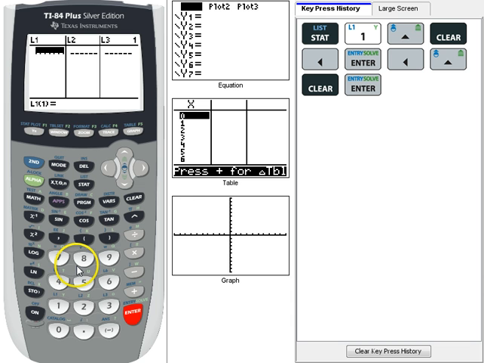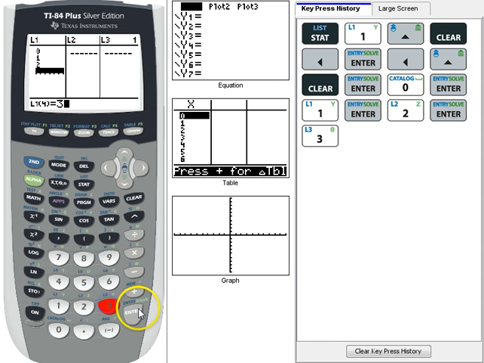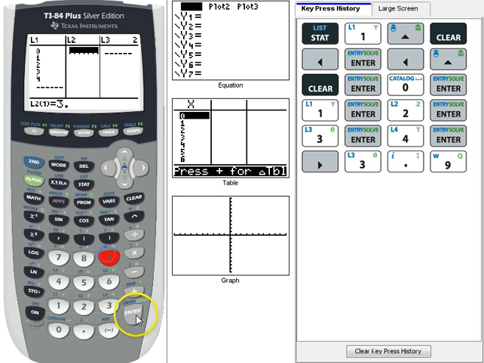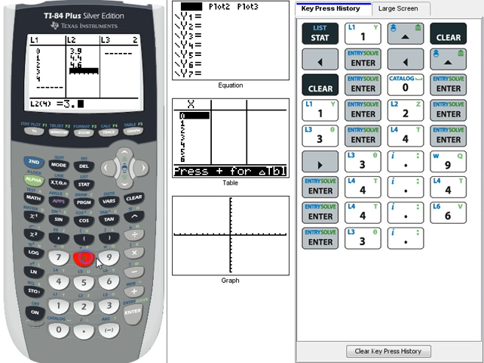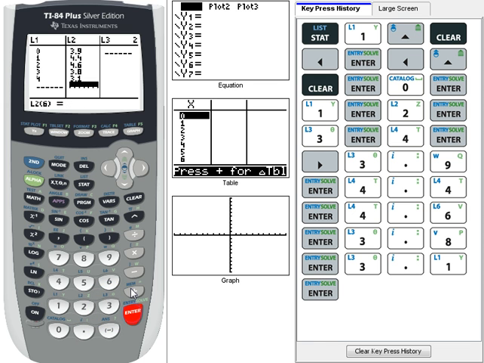So for L1, we're putting in our months. We had month 0, month 1, 2, 3, and 4. Then we were putting our interest rate into our L2 column. So we have 3.9, and then 4.4, 4.6, 3.8, and then 3.1.